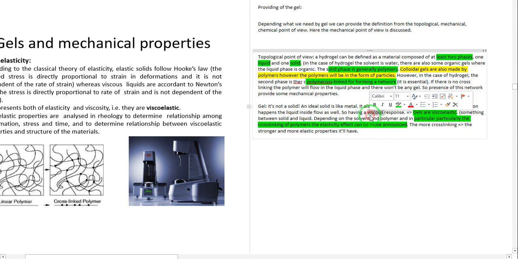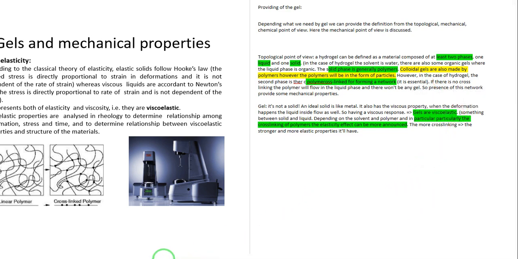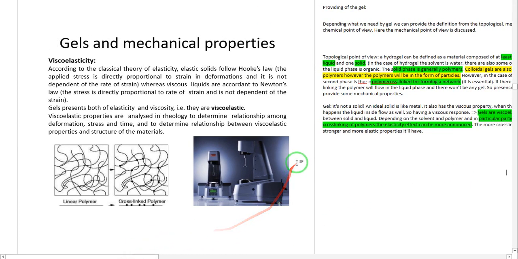So how about the hydrogels? For the hydrogels, we will define the mechanical properties by the name of viscoelasticity. So not only are they viscous, which means that they contain the liquid phase, but also they are elastic, which means that they show some solid properties.